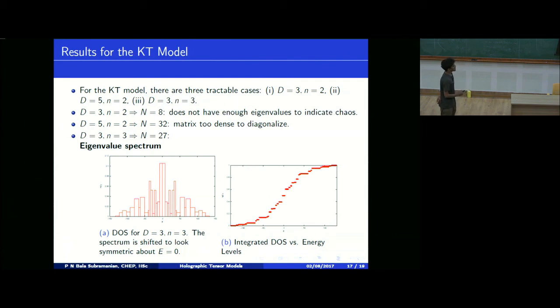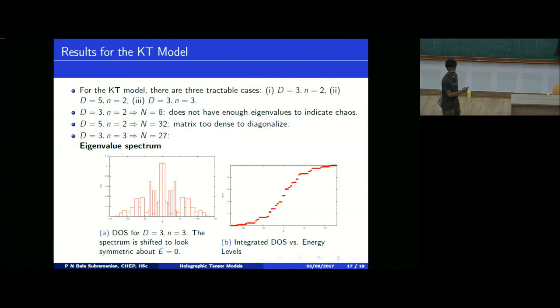D equals 3, N equals 2 corresponds to N equals 8, so it doesn't have enough eigenvalues to indicate any chaotic behavior. Here also, since you have anti-commutation rules for the psi ijk, you can again map it to 2 to the power of 4, that is 16. Then the next case was D equals 5, N equals 2, so the N will be 32. But as I said just before, it doesn't indicate chaos, like D equals 3, N equals 2. So this case doesn't have chaos.